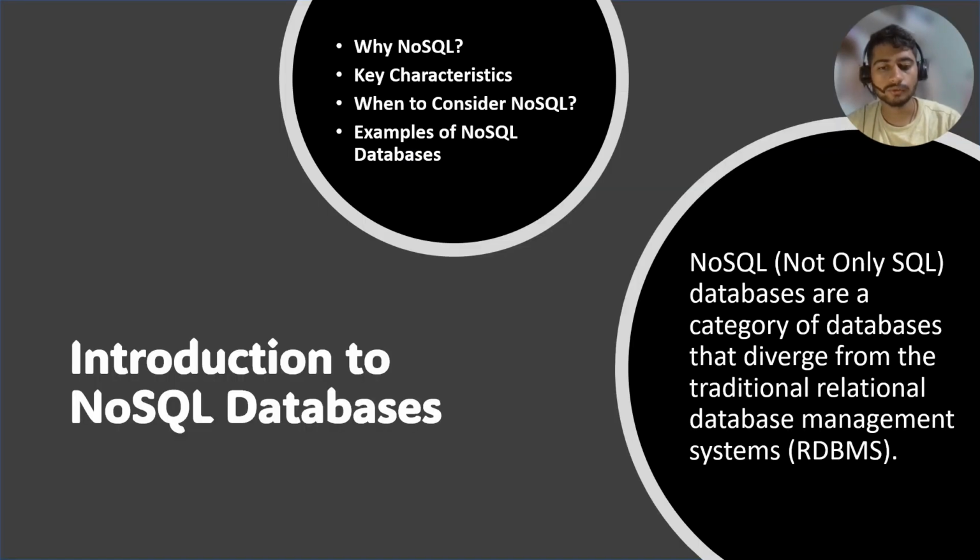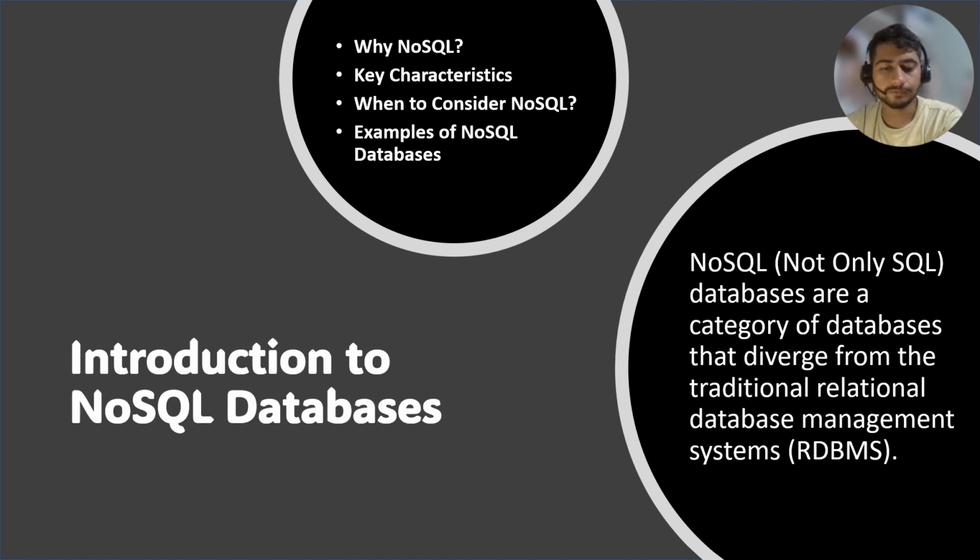So introduction to NoSQL database. The definition of NoSQL is: NoSQL, which is also called not only SQL databases, are a category of databases that diverge from the traditional relational database management system, which is RDBMS. They are designed to handle large volumes of structured, semi-structured, and unstructured data. And NoSQL databases offer flexible schema designs, horizontal scalability, and high availability.